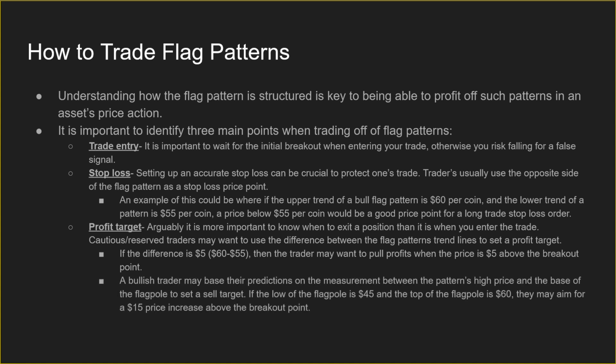Now, a bullish trader, someone who really wants to take on more risk, may base their predictions on the measurement between the pattern's high price and the base of the flagpole to set a sell target. If the low of the flagpole is $45 and the top of the flagpole is $60, they may aim for a $15 price increase above the breakout point.